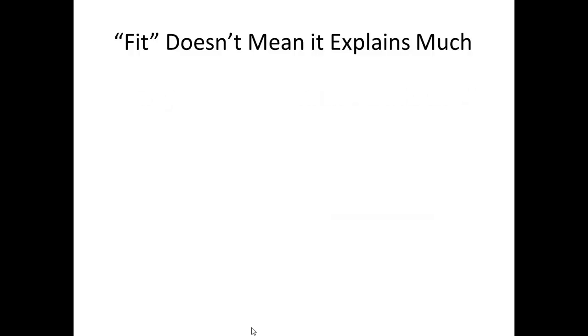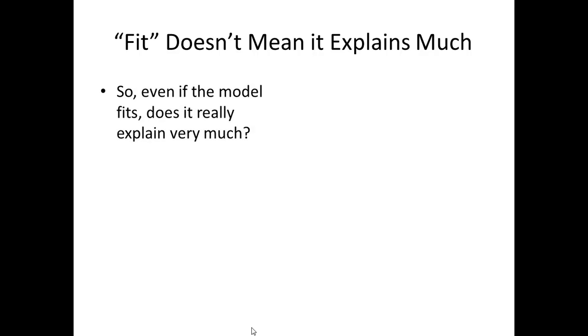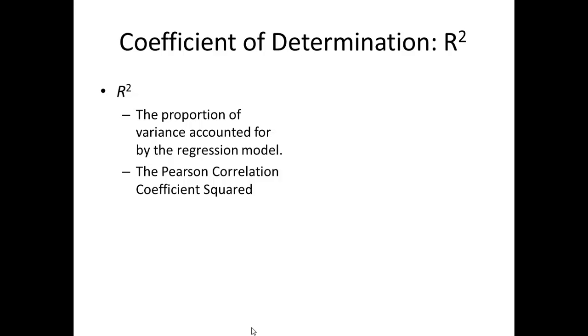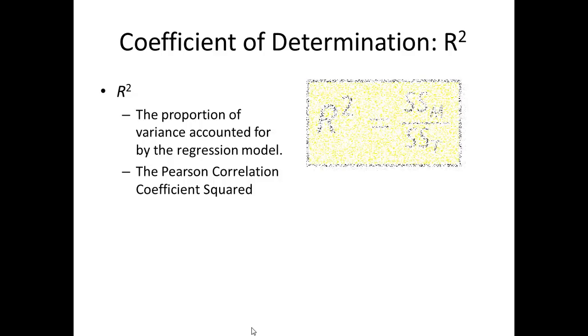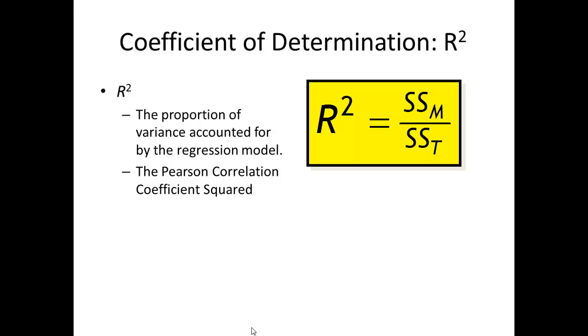Now, just because we have a good fit line or a big value for the F doesn't mean it explains everything. SPSS will also produce for us the coefficient of determination, which we saw before. We're now going to go through an SPSS output and interpret all of these different things that the software will calculate for us in a regression.